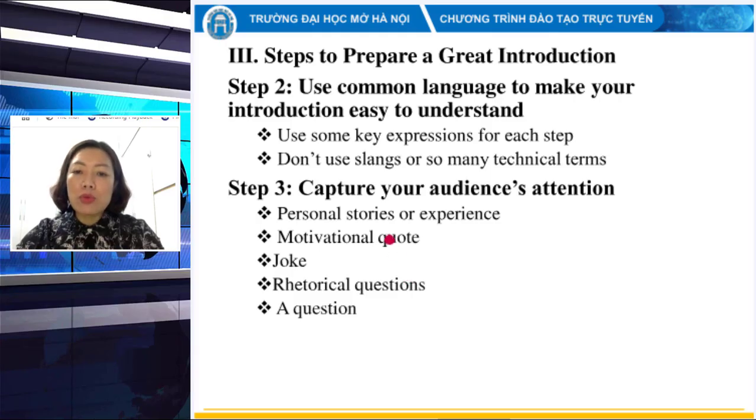And how about how to attract the audience, how to make your audience easy to understand, right? You use some key expressions for each step. Don't use slang or so many technical terms because slang and technical terms are difficult to understand. Okay. You should capture the audience's attention by telling personal stories or experiences, using a motivational quote, telling a joke, asking rhetorical questions, or you ask a question and you expect answers from the audience. That is a real question, not a rhetorical question.